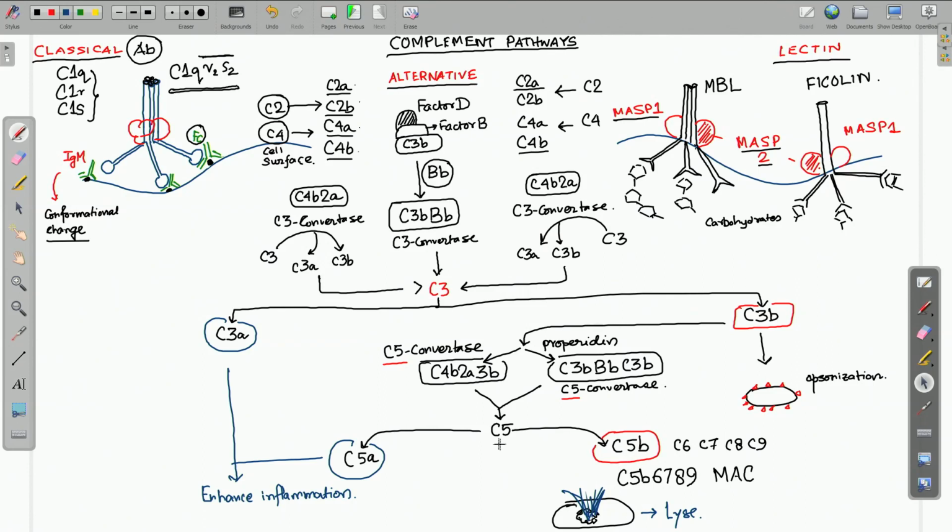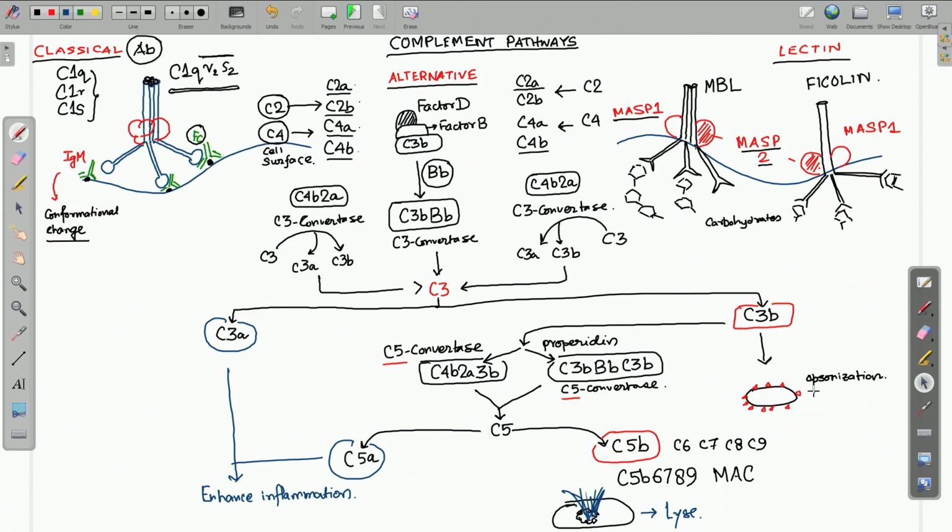C5b, which is a cleaved product of C5, initiates the formation of the membrane attack complex. We will discuss in our next class how the membrane attack complex formation actually occurs in the presence of C5b and the other complement proteins like 6, 7, 8, 9, and C3b can directly lead to the process of opsonization, that is coating the surface of the pathogen with this C3b, the cleaved product, and leading to phagocytosis. So, this is a very general overview of the complement activation pathways, the classical, the alternative and the lectin.